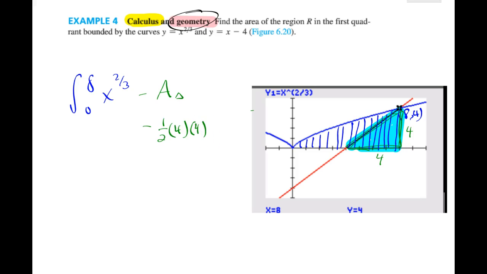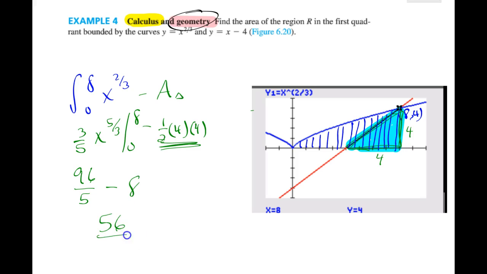And integrating this gives me the same thing as we had before, and I'm going to integrate that from 0 to 8. So again, I have 96/5 minus this area of the triangle, which gives me the same answer as I had before.